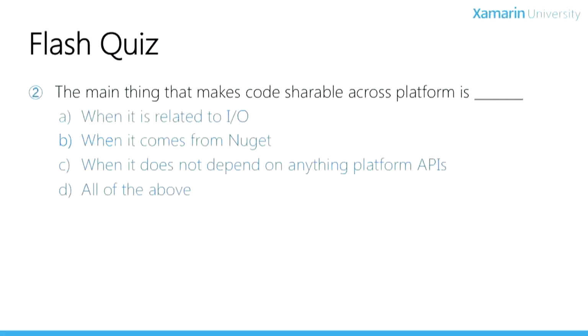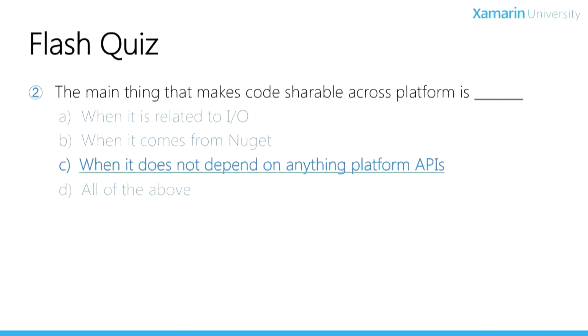Question 2. The main thing that makes code shareable across platforms is A, when it is related to I/O, B, when it comes from NuGet, C, when it doesn't depend on platform APIs, or D, all of the above. The answer is C. The main thing that makes code shareable across platforms is when it doesn't depend on the platform-specific APIs.